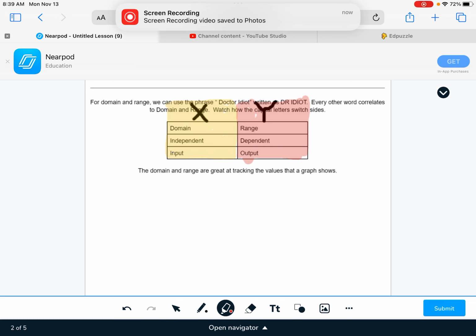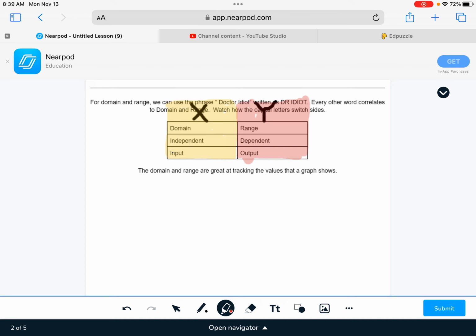All right, so today we're going to talk about domain and range, and we're going to spend a little bit of time describing what it is, what it means, what it stands for, what it's used for, and all that kind of goodness, okay? So domain and range. Domain is going to be your independent variable.